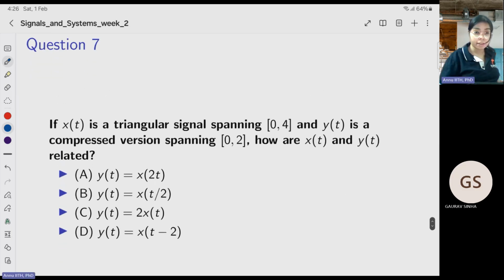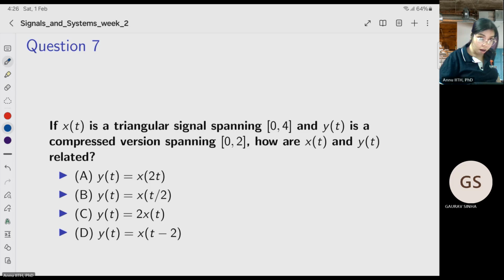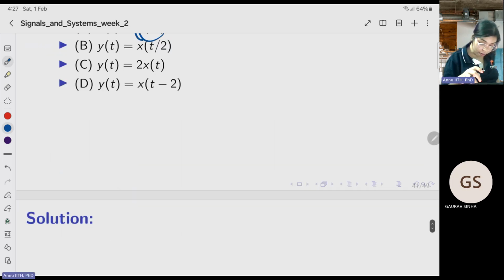Question number 7. If xt is a triangular signal spanning from 0 to 4 and yt is a compressed version spanning 0 to 2, then xt and yt are represented as? Gaurav, any idea? It is talking about compression. As we know, compression always means A greater than 1. So where is A greater than 1? Only option x(2t).